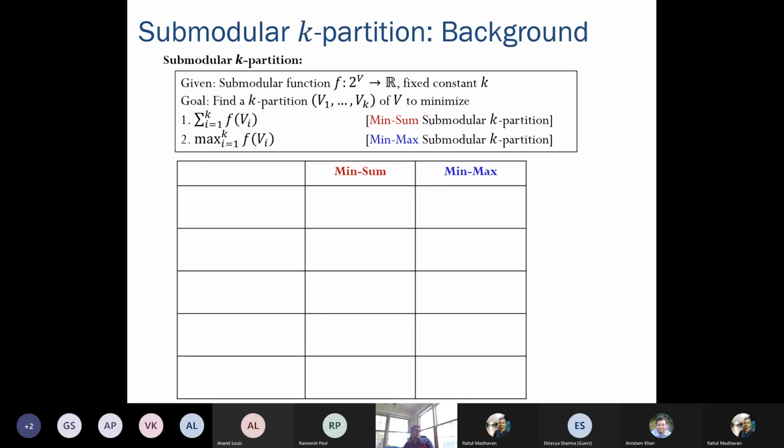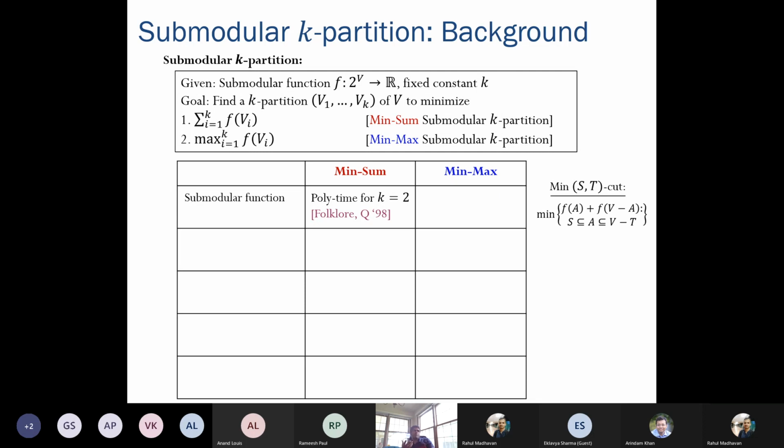Okay. Yeah, let's go back to submodular k partition. What is known about these problems? When k equals 2, min-sum submodular 2 partition is poly-time. This is like solving global min-cut. You want to partition the ground set into 2 non-empty parts so as to minimize the sum of the function values of the 2 parts. You can solve this provided you can solve min-st cut for submodular functions.